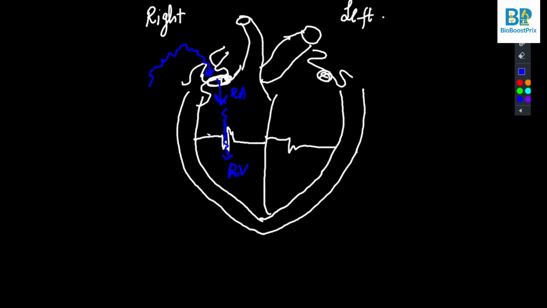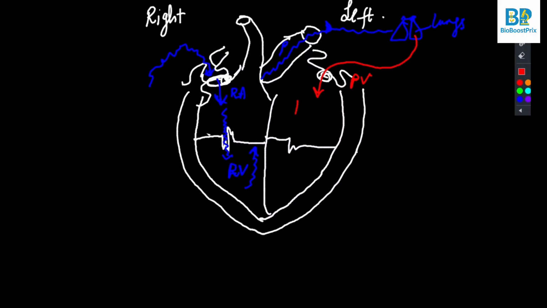When the ventricle gets completely filled with the deoxygenated blood, then from the right ventricle the blood goes directly to the pulmonary artery. This is the pulmonary artery, PA, right? The pulmonary artery will take the blood to the lungs for purification. Once the blood gets purified, the pure or oxygenated blood enters the pulmonary vein.